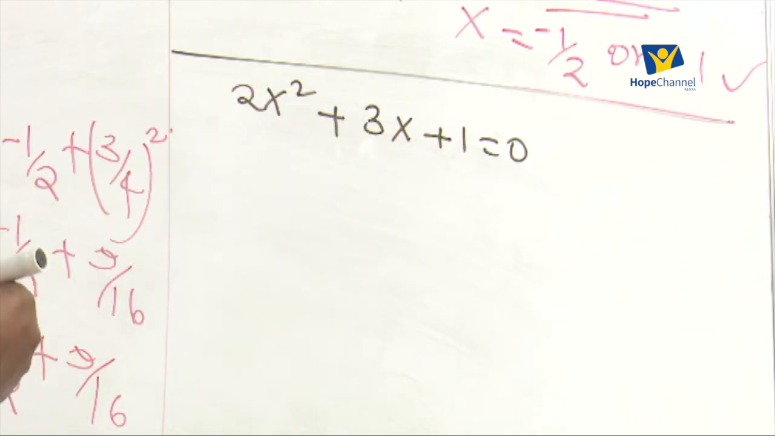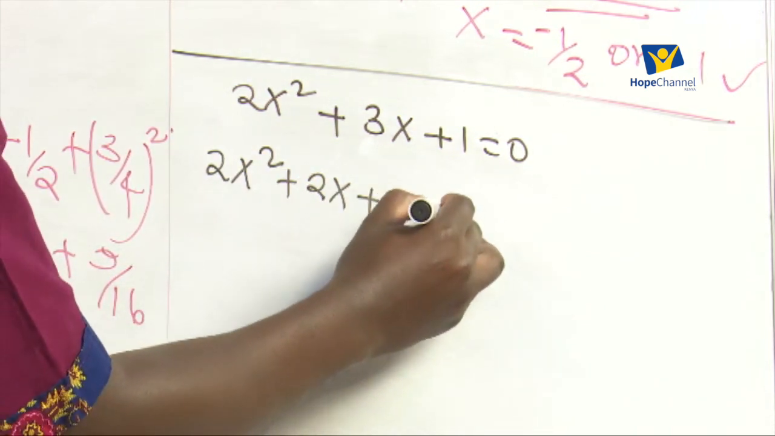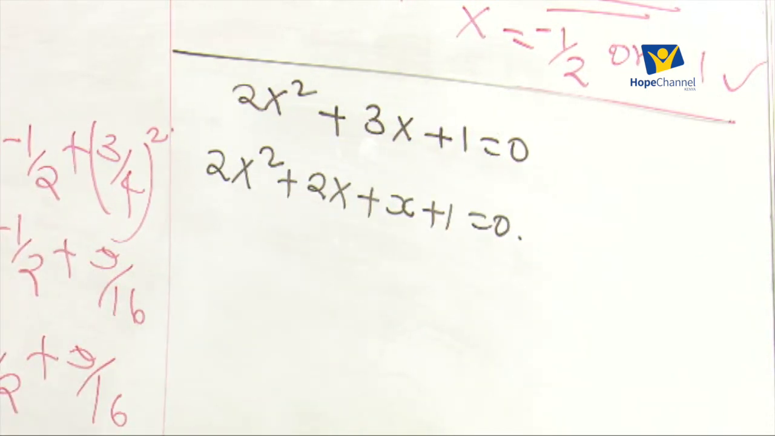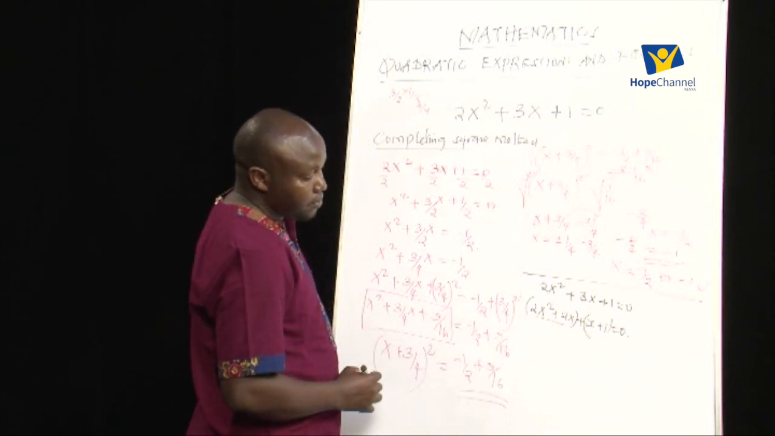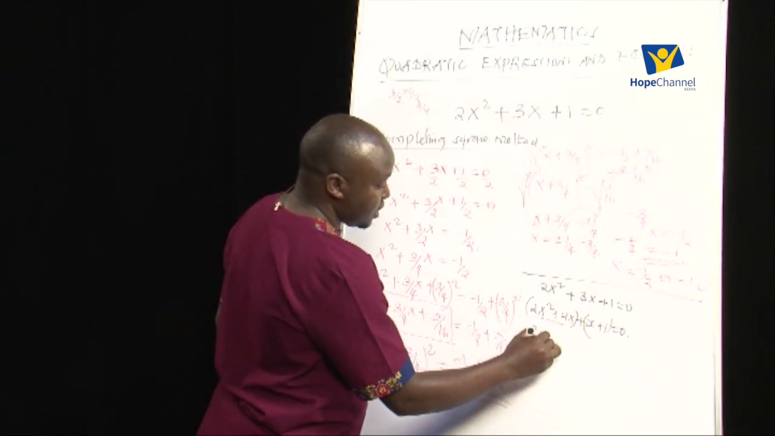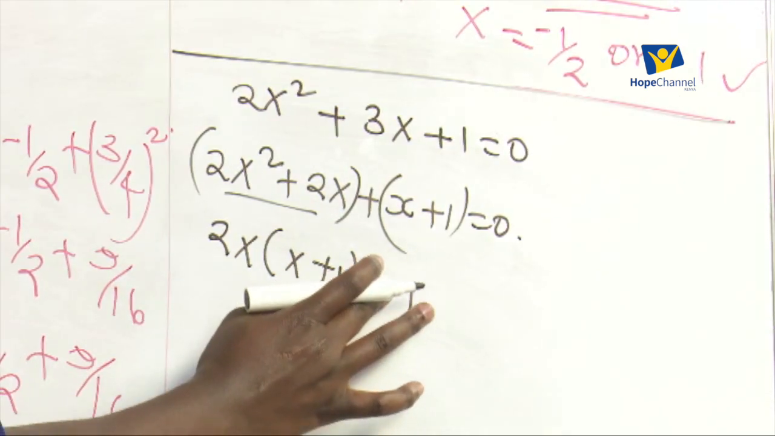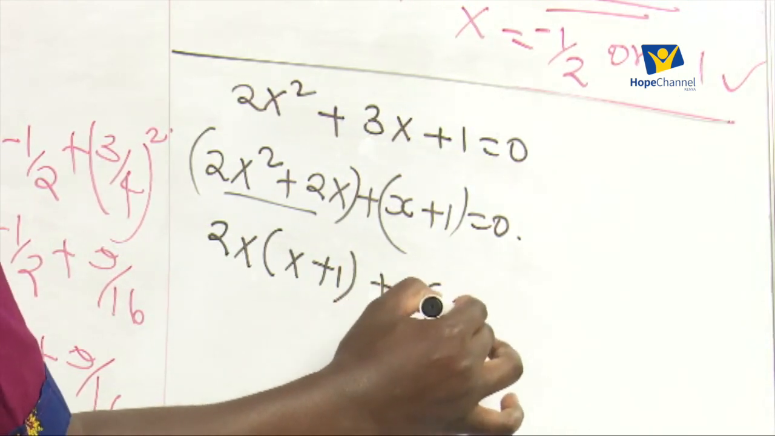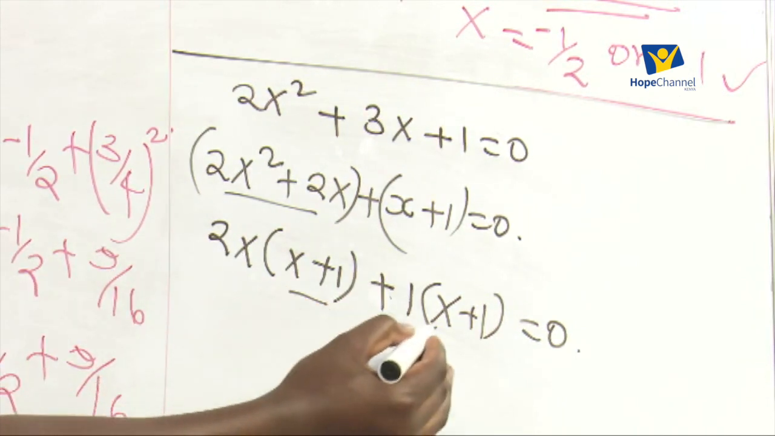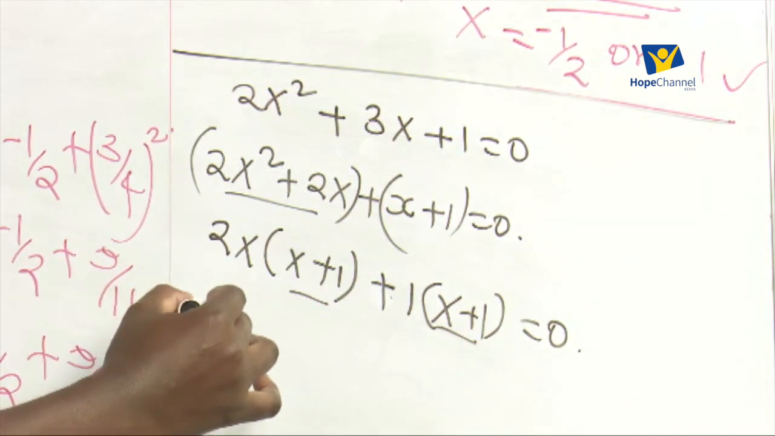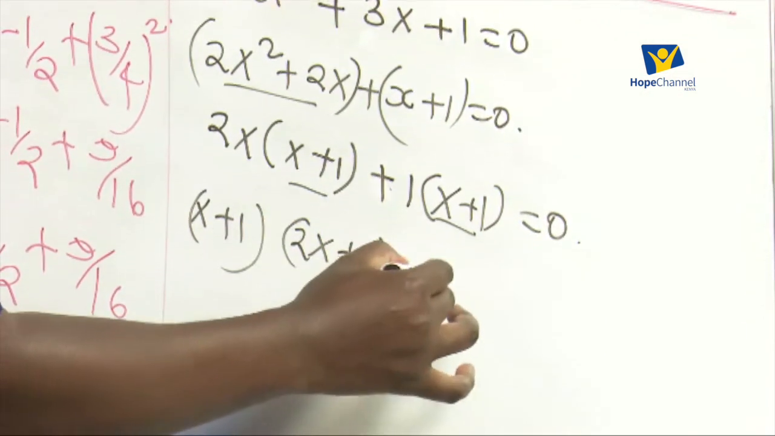So I'm going to have the same. So I have 2x squared plus 2x plus x plus 1 equals 0. Okay, so I group them and factorize. What is common here? 2x is common, so I'm going to have 2x into (x + 1), plus 1 into (x + 1) equals 0. Okay, so once the brackets are the same, now I can solve it. I'm going to have (x + 1)(2x + 1) equals 0.